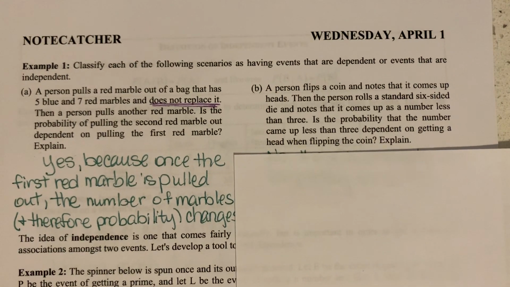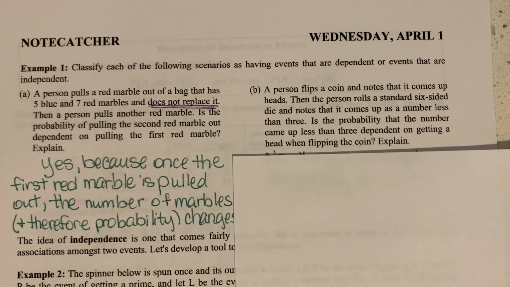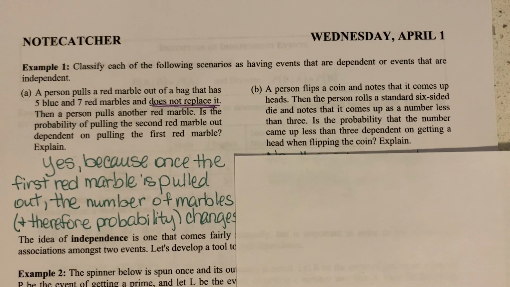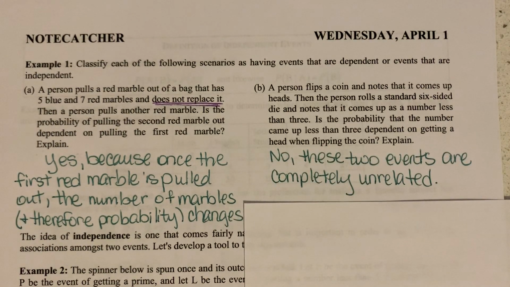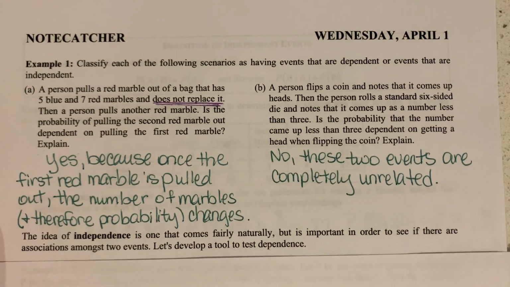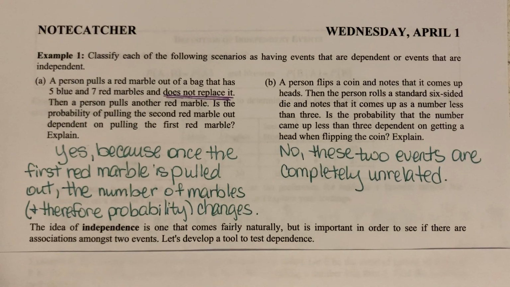All right, so a person flips a coin and notes that it comes up heads. Then a person rolls a standard 6-sided die and notes that it comes up a number less than 3. Is the probability that the number came up less than 3 dependent on getting heads when flipping the coin? Well, that one should be crazy obvious. Of course not. If you flip a coin and then you roll a die, whatever you got on that coin has no impact whatsoever on what you're about to roll on that die. So that is no, they are completely unrelated.